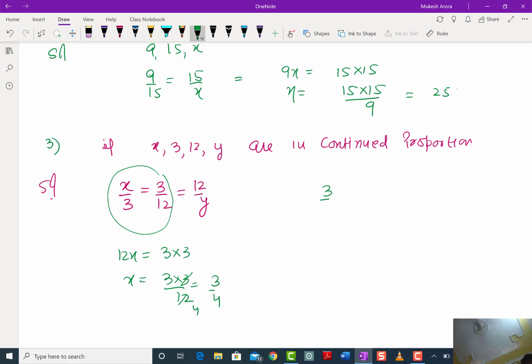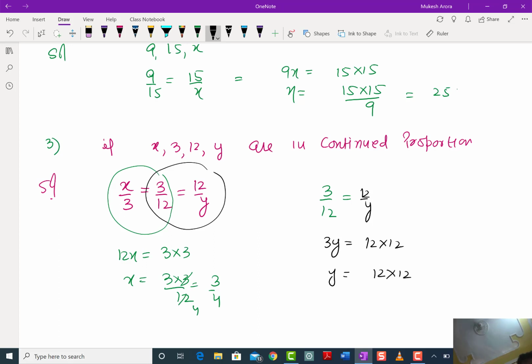So 3 by 12 is equal to, when we take these two, 12 by y. So 3y is equal to 12 into 12, y is equal to 12 into 12 by 3, which is 48. So it is simple, but the only thing is that you should know how to find it.